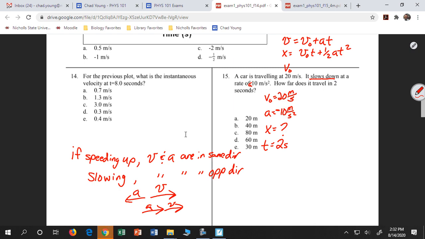Okay, so when I get all these unknowns, I'm looking for x, so I know I'm going to have to use this equation because that's the only one with x in it, and it turns out that I have everything that I need in order to solve that, so it's fairly straightforward. I just say v naught, which is 20, times t, which is 2, plus 1/2 a, which is minus 10, and a lot of students will trip up there because they'll put in positive 10, times 2 squared. And that's 40 minus 20. It's going to be 20 meters.